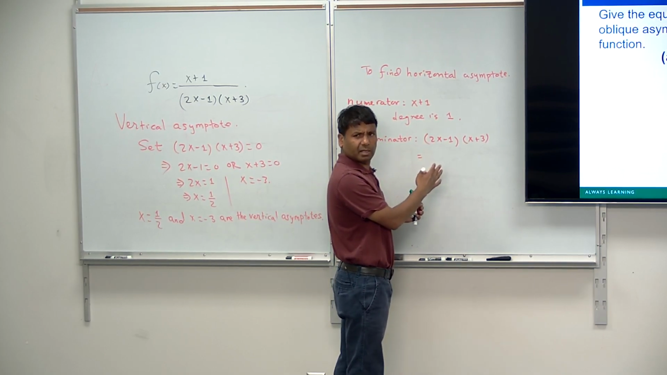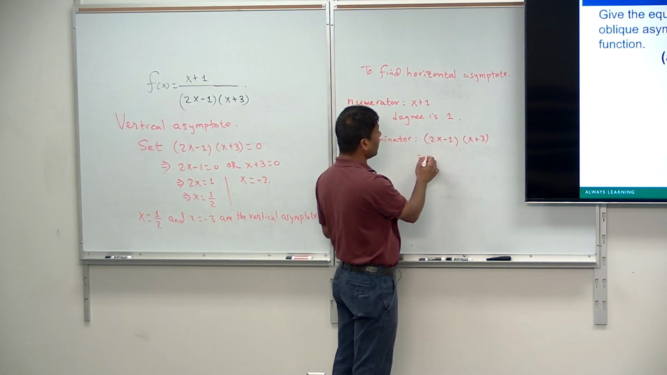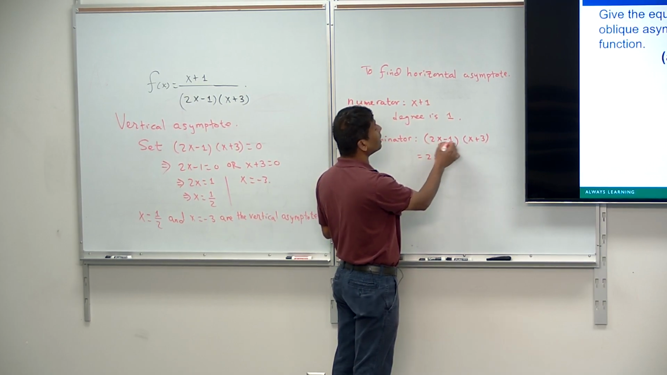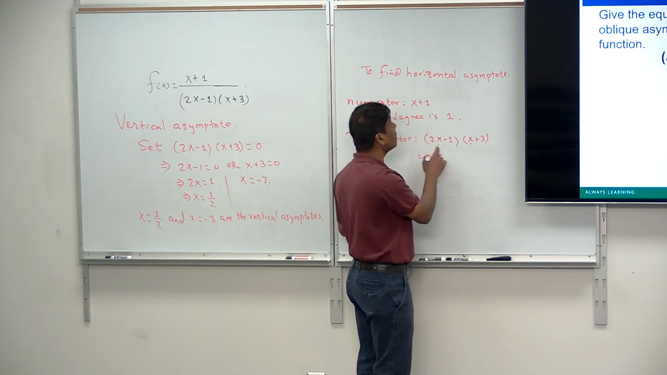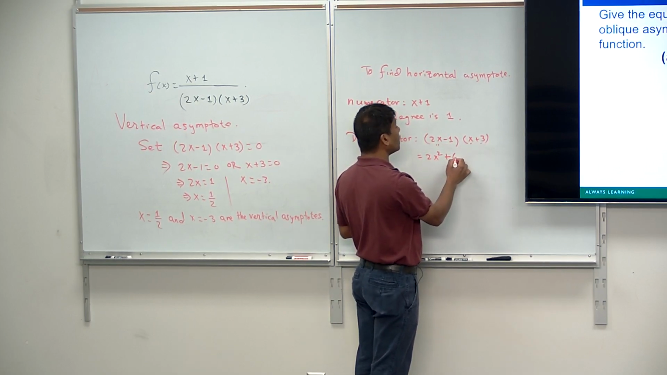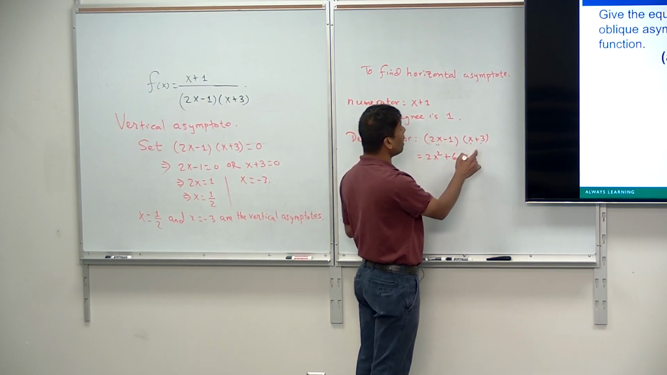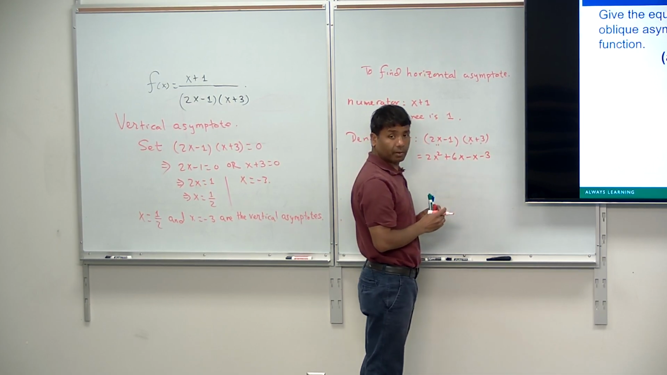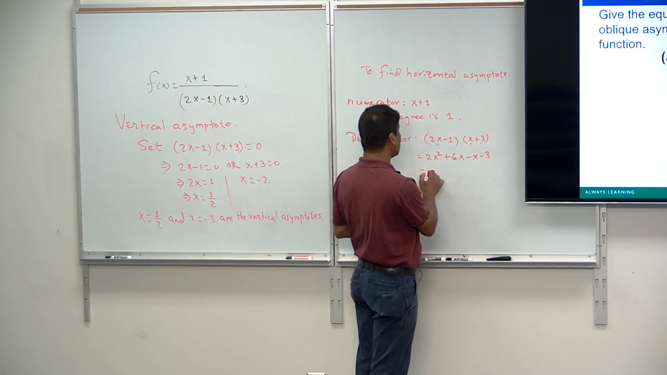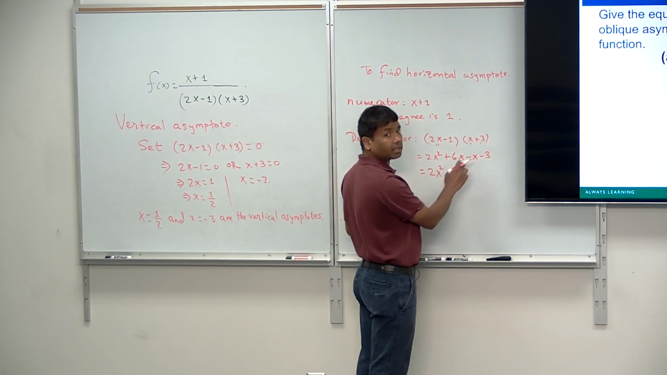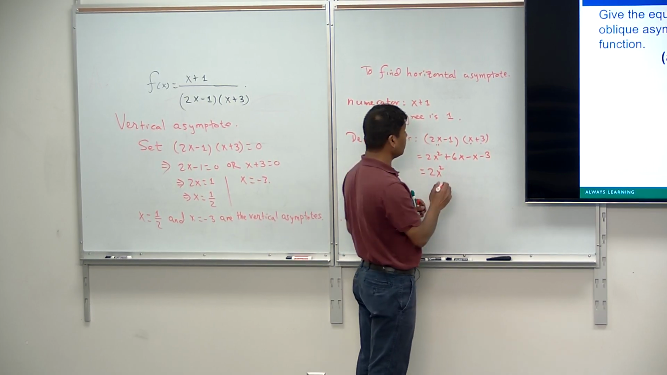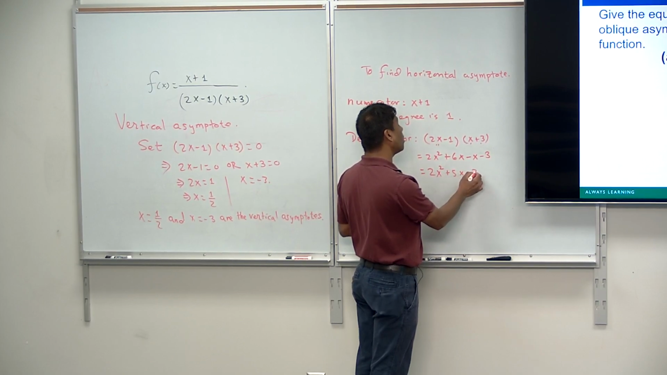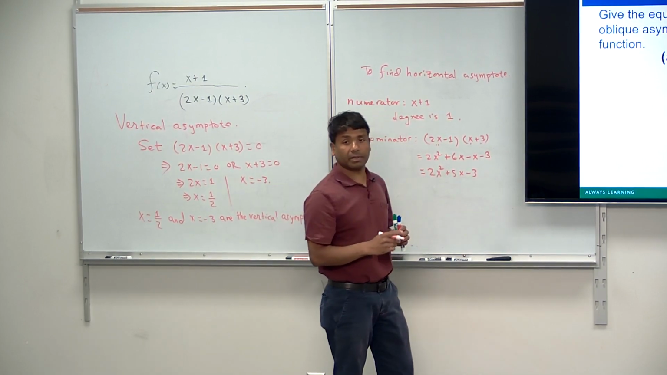Does that make sense? You use FOIL, okay? So this is 2x squared. 2x times x is 2x squared. Plus 2x times 3 is 6x. Negative 1 times x is negative x. Negative 1 times positive 3 is negative 3, right? So now you got 2x squared, plus 6x minus x, which is 5x, minus 3. Now, what is the degree of the denominator?